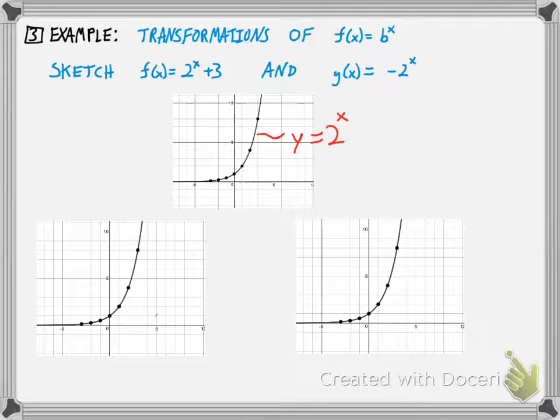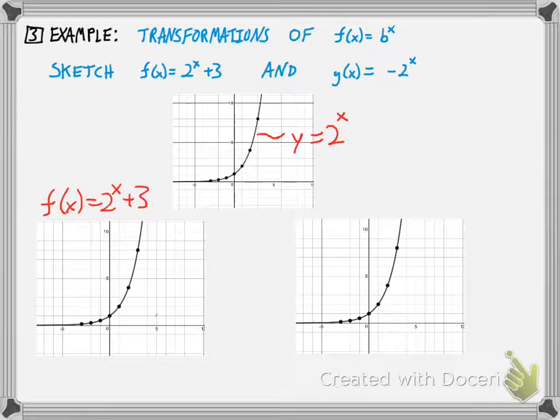Alright, just like our other functions from first semester, if we know a basic function, then we should be able to do transformations of that function. So just like our absolute value function or our x squared function, small changes in the function just make small changes in the graph. So f of x equals 2 to the x plus 3.